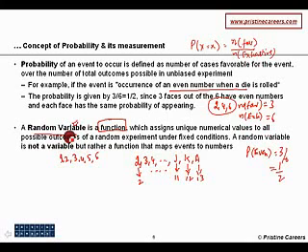We would build on more concepts of probability in future recordings and in the online lectures.